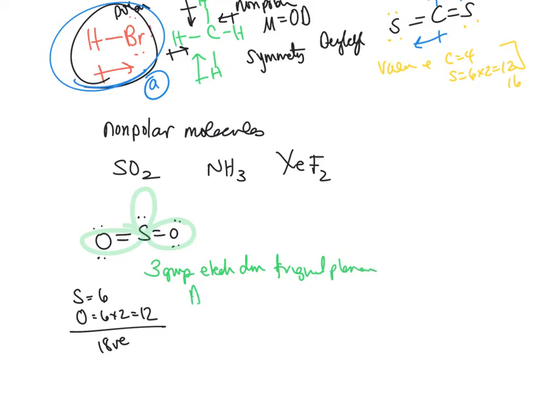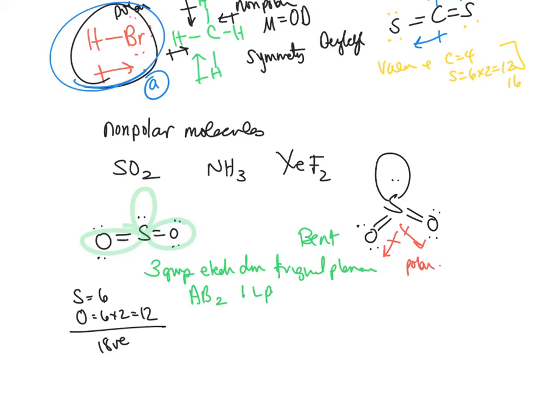Okay, but because you have an AB2 with 1 lone pair, you have bent. So when you draw that bent, this electron pair will push down these oxygens. And when you look at this, between oxygen and sulfur, it's going to go towards the oxygen. And so you're going to have an overall dipole, it's going to be overall polar. So SO2 is not nonpolar.